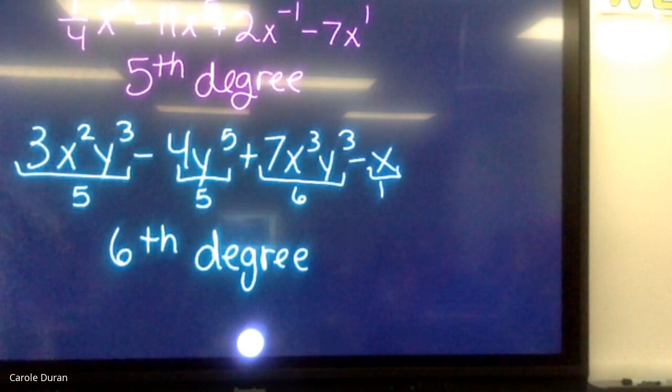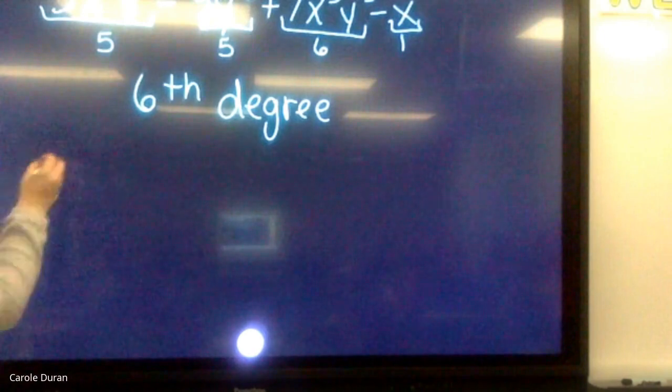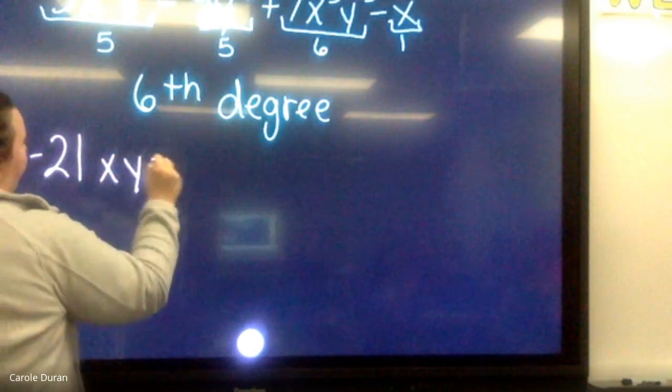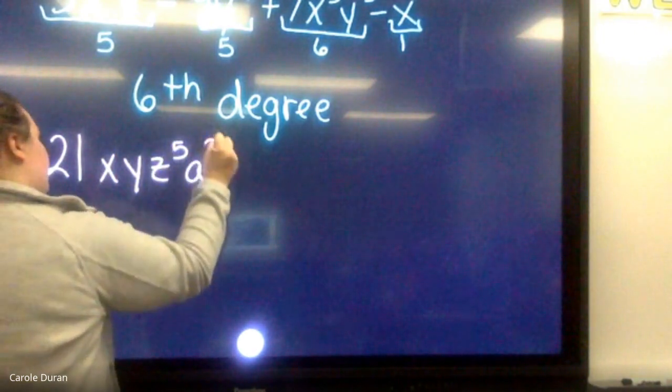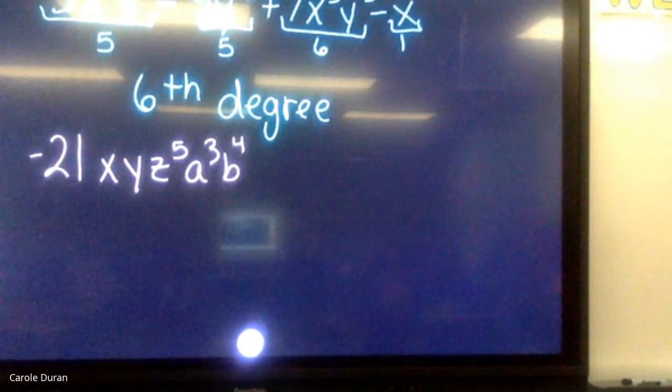So then what if I gave you, let's say, negative 21 x, y, z to the 5, a to the 3, b to the 4. I just want to know the degree of that term. It does look silly, but that's okay. What's the point of this? You just add them all together. You'll see what the point is. We just add them all together, right?